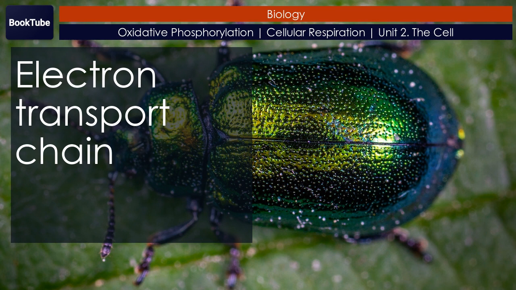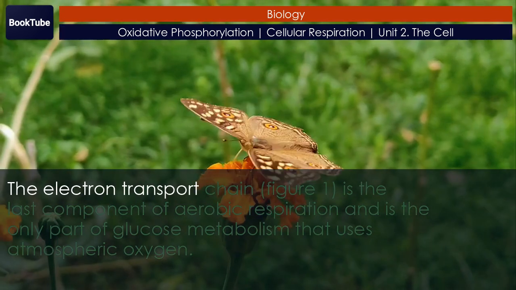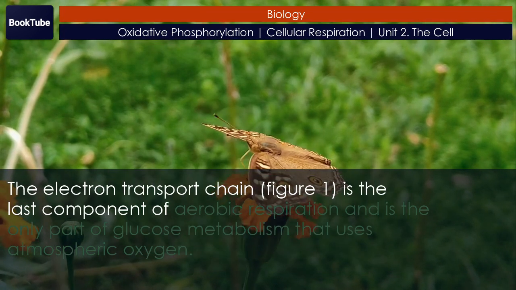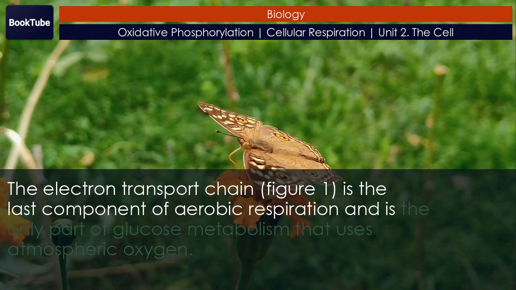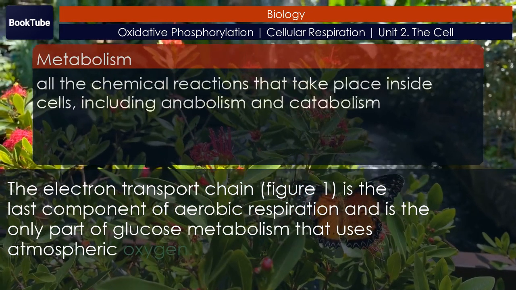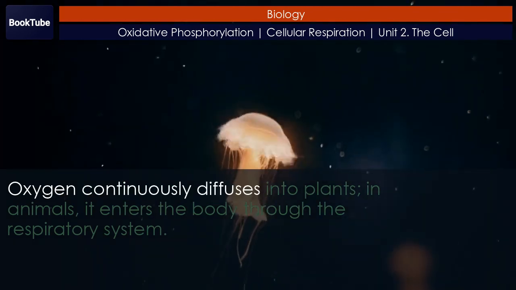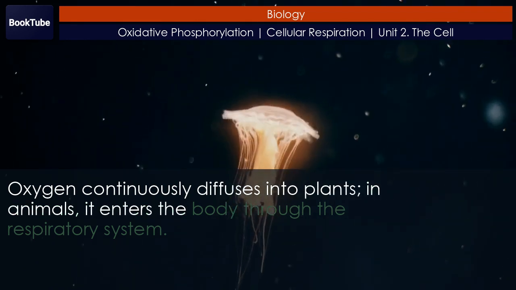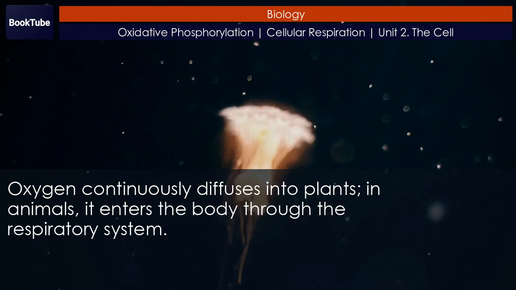Electron transport chain. The electron transport chain, Figure 1, is the last component of aerobic respiration and is the only part of glucose metabolism that uses atmospheric oxygen. Oxygen continuously diffuses into plants. In animals, it enters the body through the respiratory system.